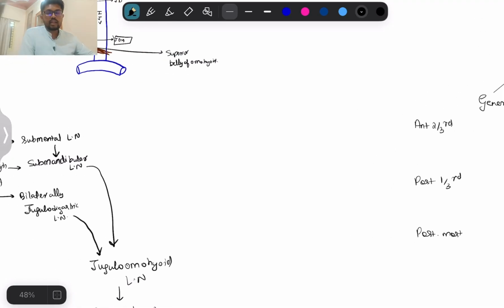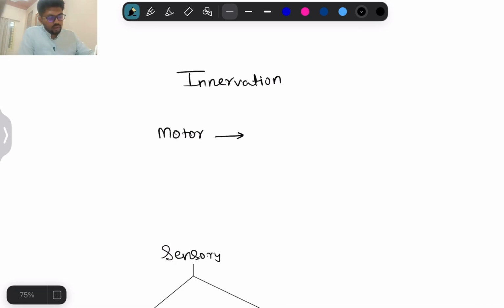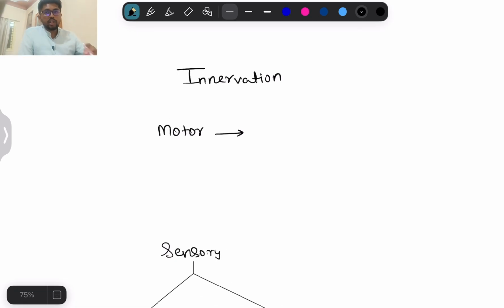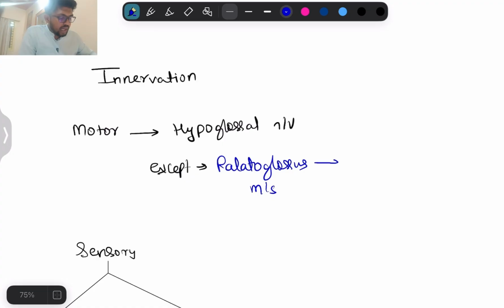Now we'll see the nerve supply or innervation of the tongue. We can divide innervation into two parts: the motor supply and the sensory supply. For motor supply, all the muscles of the tongue are supplied by the hypoglossal nerve, except the palatoglossus muscle, which is supplied by the pharyngeal plexus.